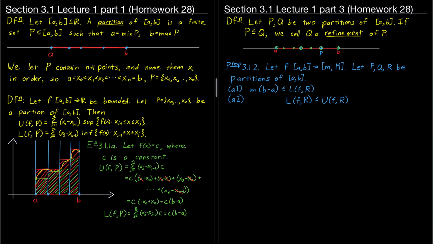And then A3 is that the upper sum can't be any bigger than the biggest value f gets times b minus a. So your book writes this as one long chain of inequalities. We're going to prove them one at a time, which is why I've broken them up into 3 pieces.